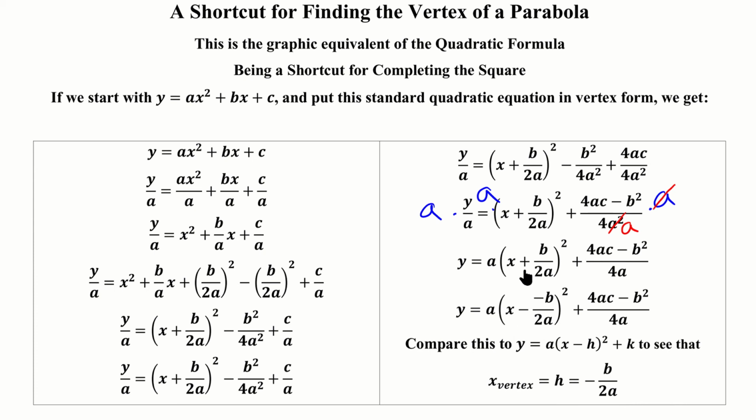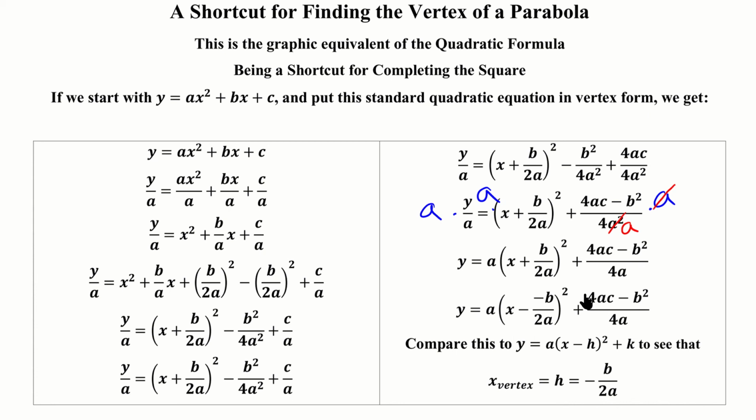notice I wanted to write this as a difference because I wanted to see what h is going to be. So when you do that, you need a negative b over 2a here. So plus all of that. Now, this tells me that this is going to be h and this is going to be k.